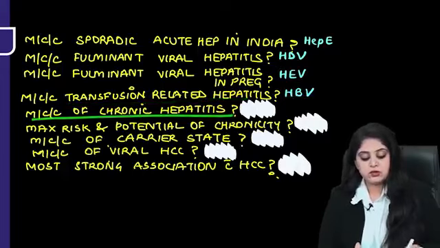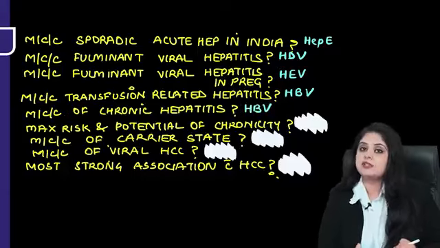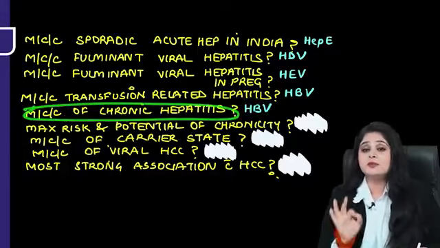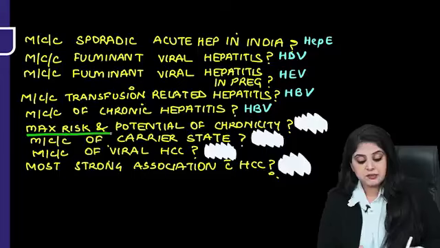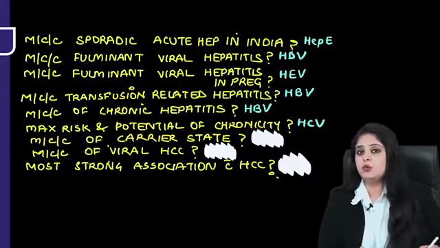I ask you, which is the most common cause of chronic hepatitis? Your answer becomes hepatitis B only, because hepatitis B is so common that the most common cause of chronic hepatitis is hepatitis B. But who has the maximum potential of chronicity? The maximum potential of chronicity is with hepatitis C. That is what you need to watch out for.